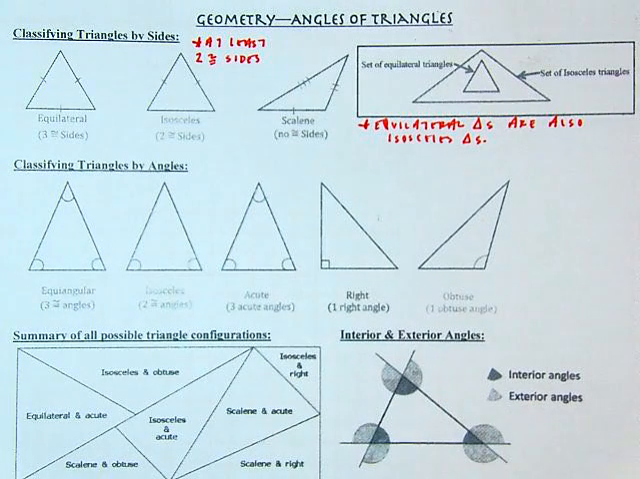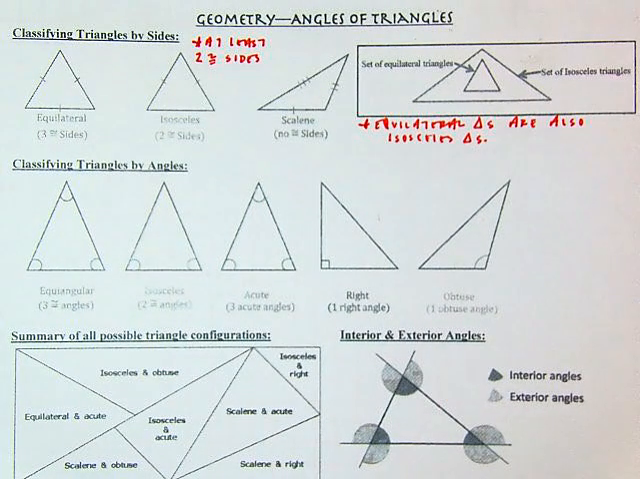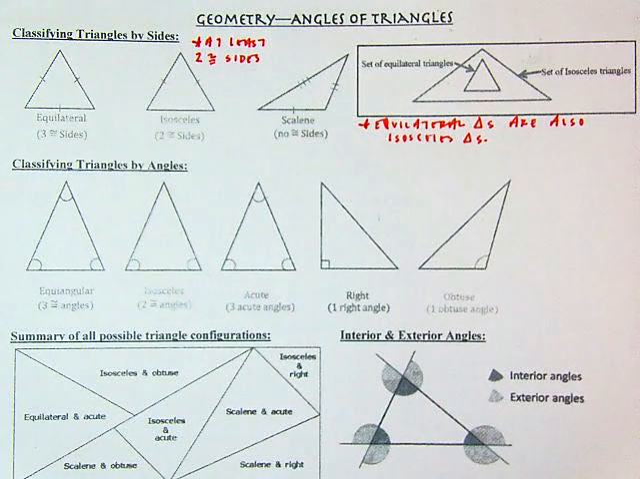So it just goes back to that definition. Isosceles is not just exactly 2, it's at least 2 congruent sides. So any equilateral triangle that has 3 congruent sides would also be considered isosceles.